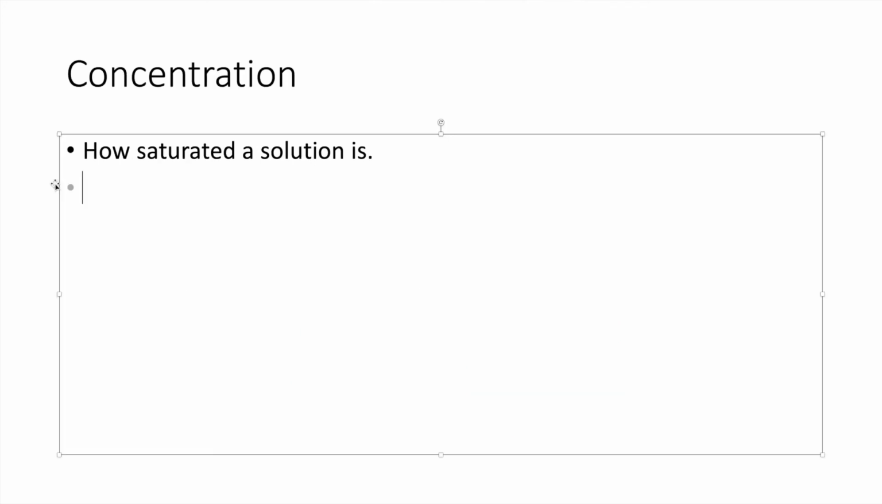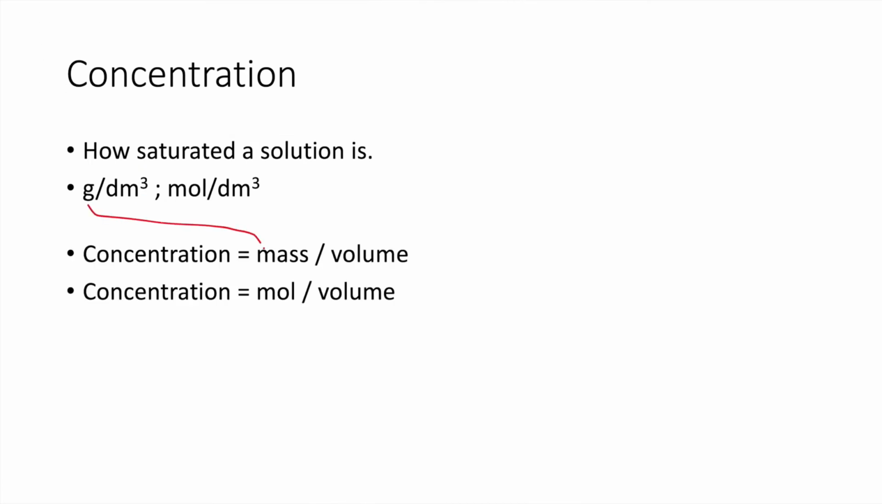Okay, next topic, we go on to concentration. Usually there are 2 versions, gram per dm³ and mole per dm³. And over here, the formula is already staring straight at you. If it is gram per dm³, the concentration equals the mass, the gram, divided by the volume, the dm³. If it is mole, the concentration equals the number of moles divided by the volume.